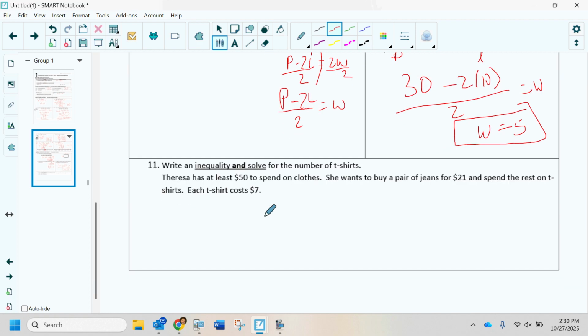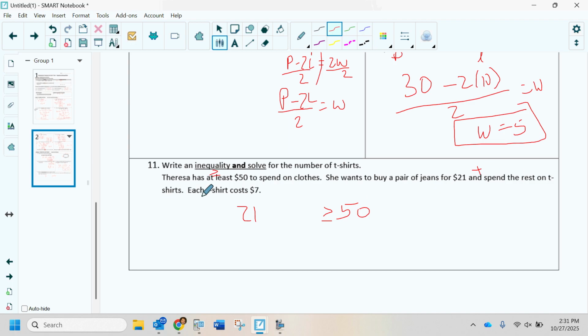All right. Now for this last one, we want to write an inequality and solve for the number of shirts. So Teresa has at least $50. That means 50 is at least, so that's the smaller number. So it's going to be greater than or equal to this. And she wants to buy a pair of jeans. That's just one pair of jeans for 21. And then, so this is at least.